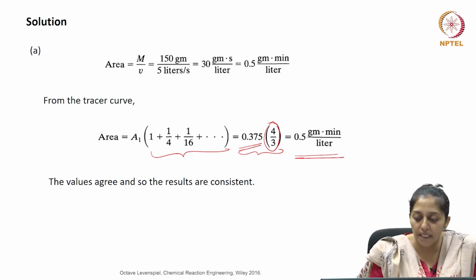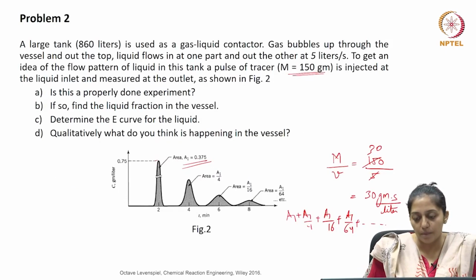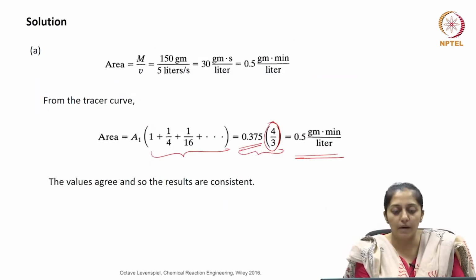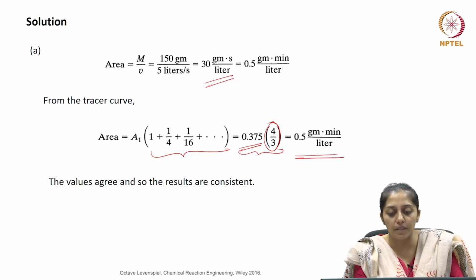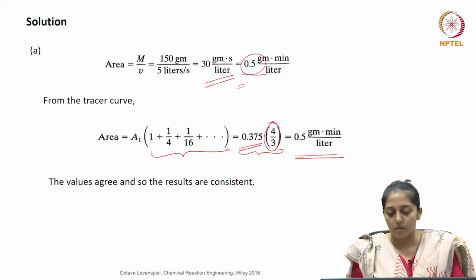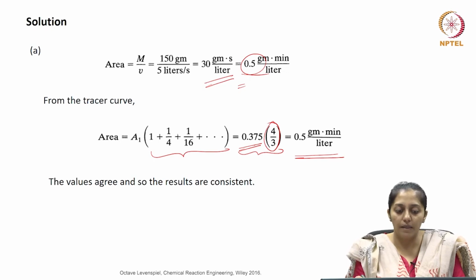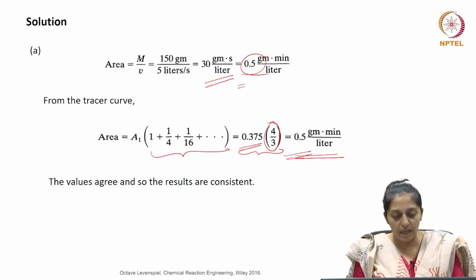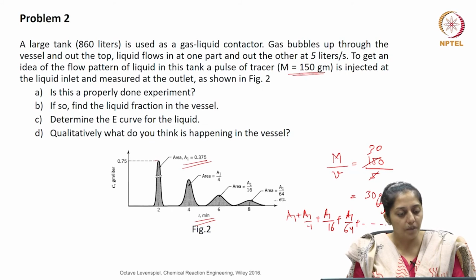This is grams minute per liter. Please note, as the time given here is in minutes, we will have to convert this 30 grams second per liter into minutes. So, this will be dividing by 60. So, it comes out to be 0.5. Now we see that the theoretical area is equal to the area under the C curve obtained. So, this shows that the experiment has been conducted properly.